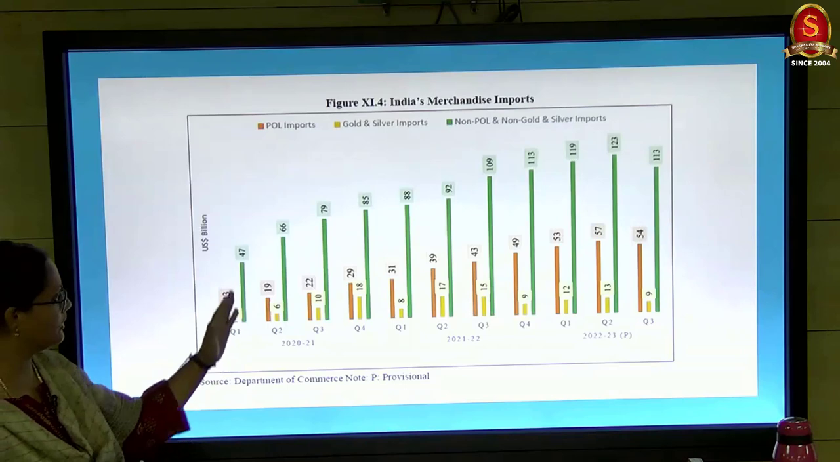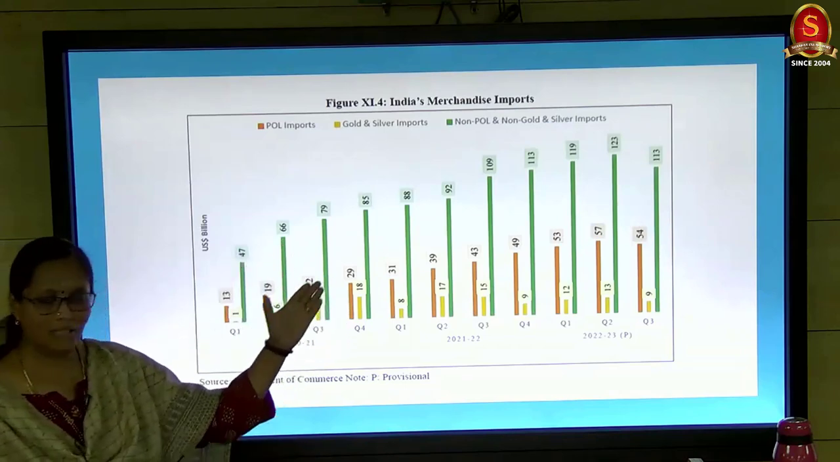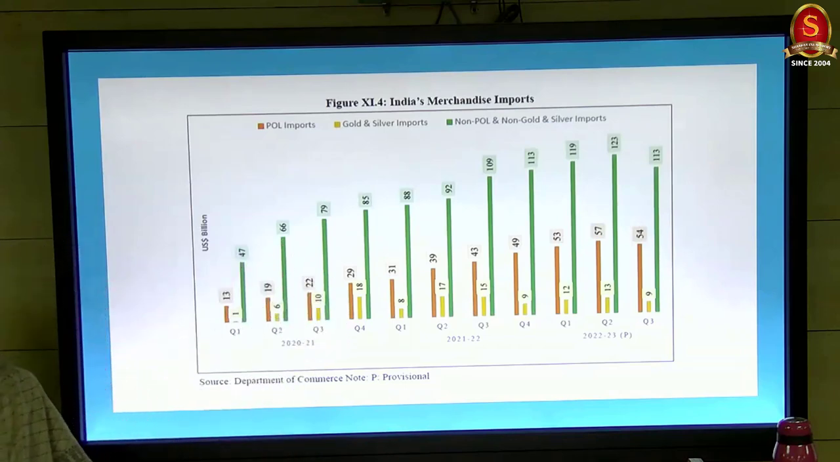And then we look at the green colored thing. What are the other items which we are importing? What will be there in that green bar? Petroleum is out, gold and silver is out. Rest of the commodities. Automobiles, of course, semiconductor things. We had a lot of struggle. Electronics. Edible oil, exactly, definitely. Petroleum and edible oil, both are in trouble in India.